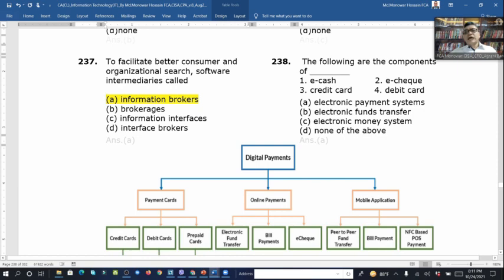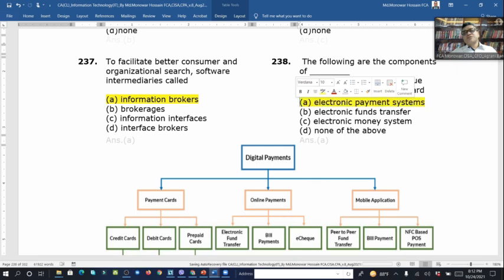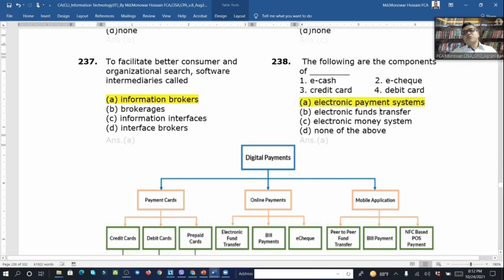The following are the components of... so here the components are e-cash, credit card, e-check, debit card, etc. These are components of which system? The answer is electronic payment system. So if we go for electronic payment, we can use e-cash, e-check, credit card, and debit card also. So the following are the components of the electronic payment system.